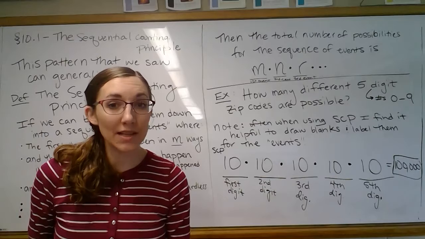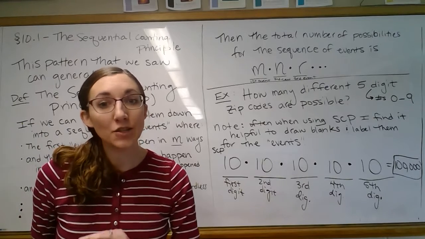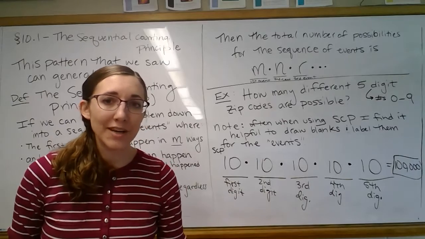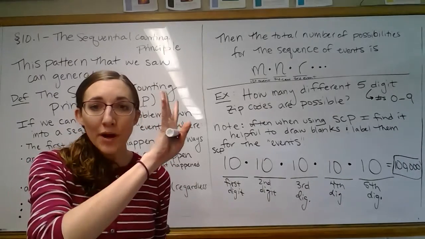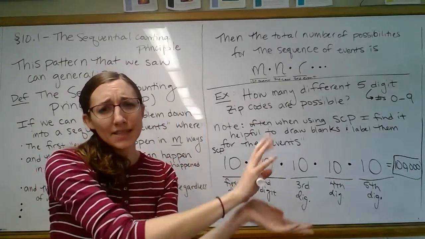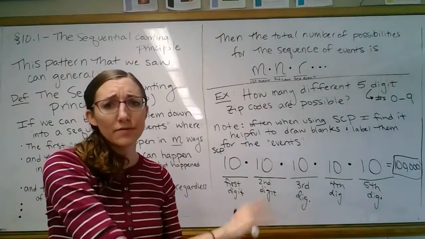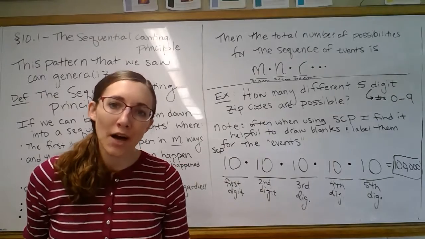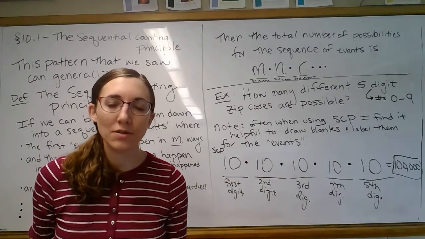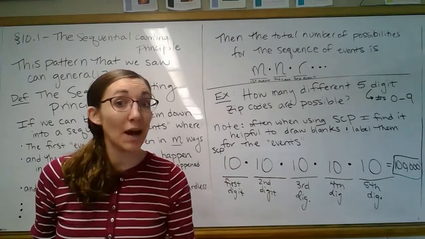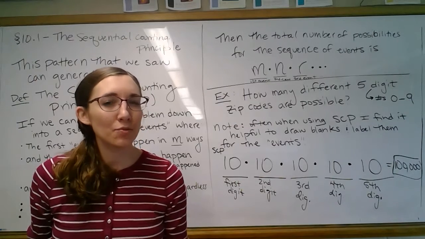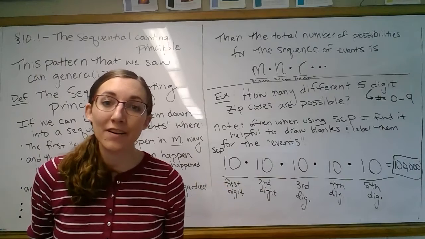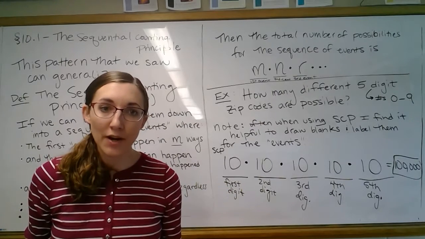Now, really think about, right? I don't want to draw a tree diagram for this, right? I don't want to draw a tree diagram that has 10 branches, and then off of each of those is 10 branches, and then off of each of those is 10 branches. I'm not going to list all 100,000 zip codes. It's not efficient, it's not practical, and it's also really unnecessary, right?